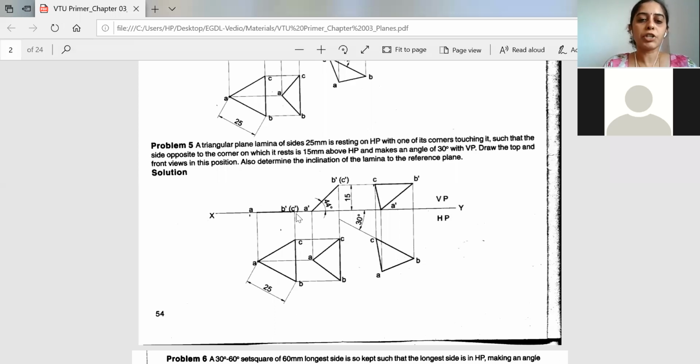Take the projection above. When the observer views from here, A dash will be visible. But here you have two lines, B and C. B will be visible and C won't be visible, so C you put in brackets. This will give you the top view.